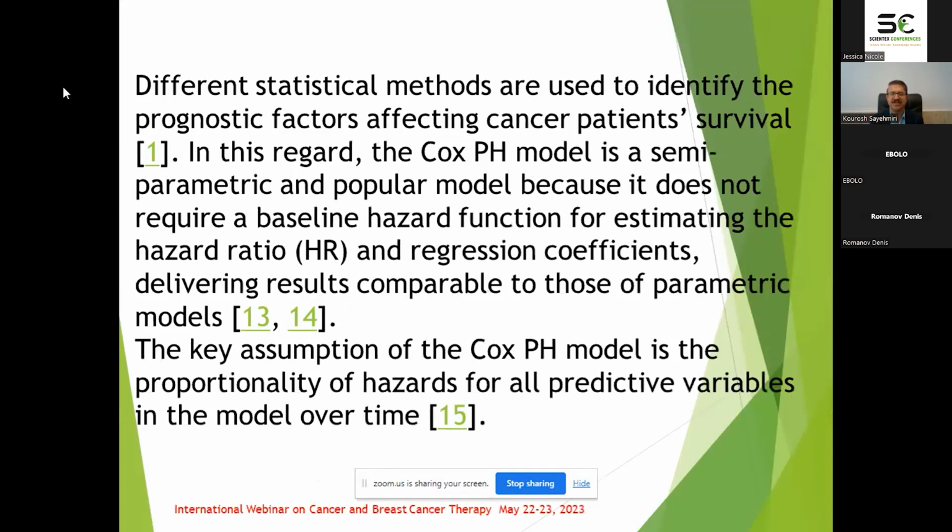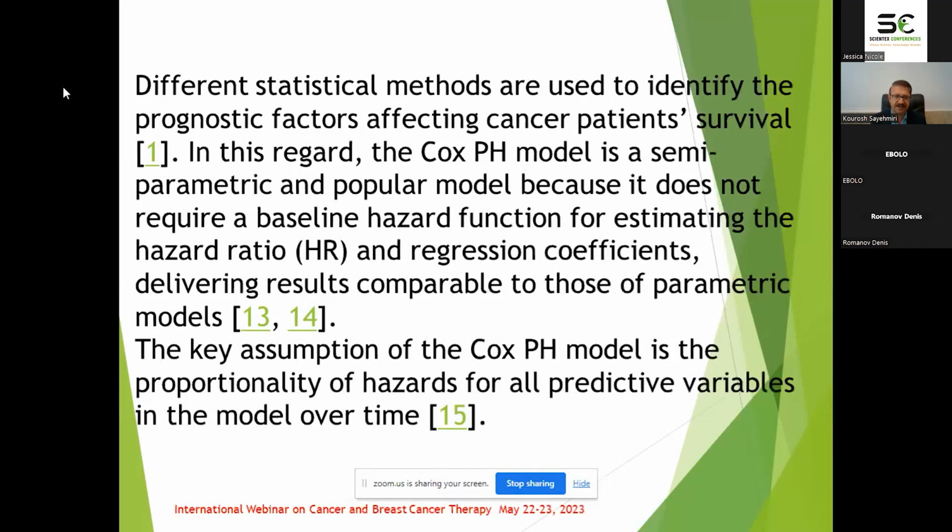In this regard, the Cox-PH model is a semi-parametric and popular model because it doesn't require a baseline hazard function for estimating the hazard ratio and regression coefficients, generating results comparable to those of parametric models. I watched the lectures in this Congress, and some of them use Cox, and some use Kaplan-Meier to compare groups. But in the majority of research done on cancer and survival time, they use Cox models because understanding the Cox model is easier than other models.